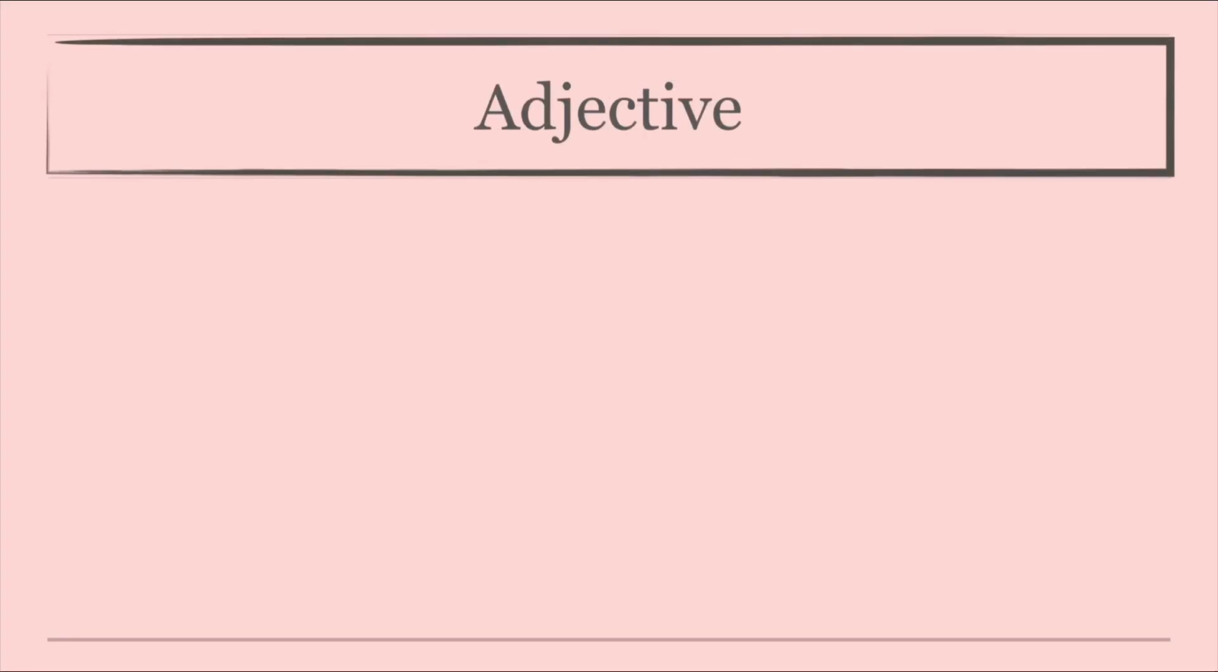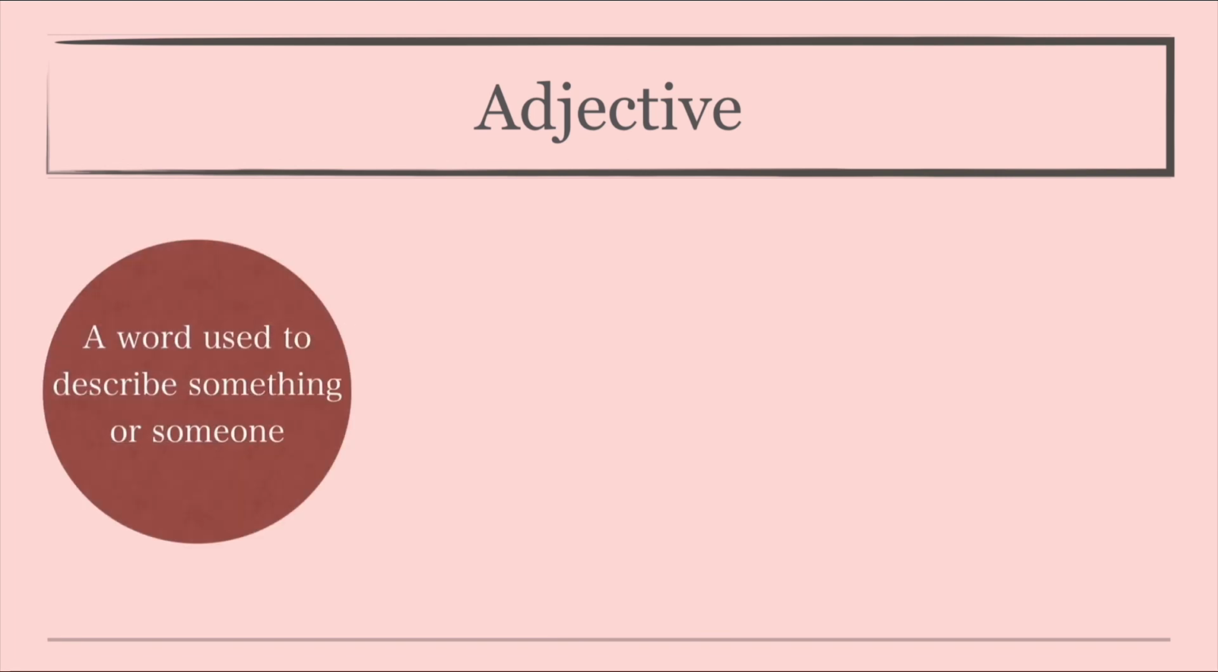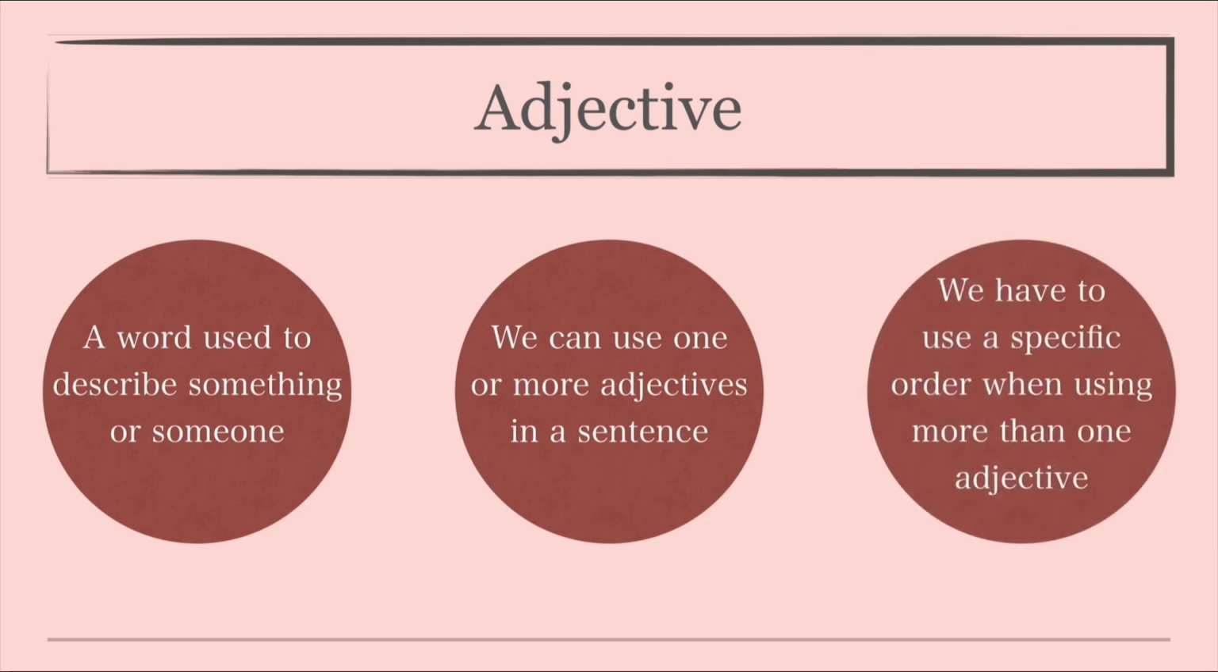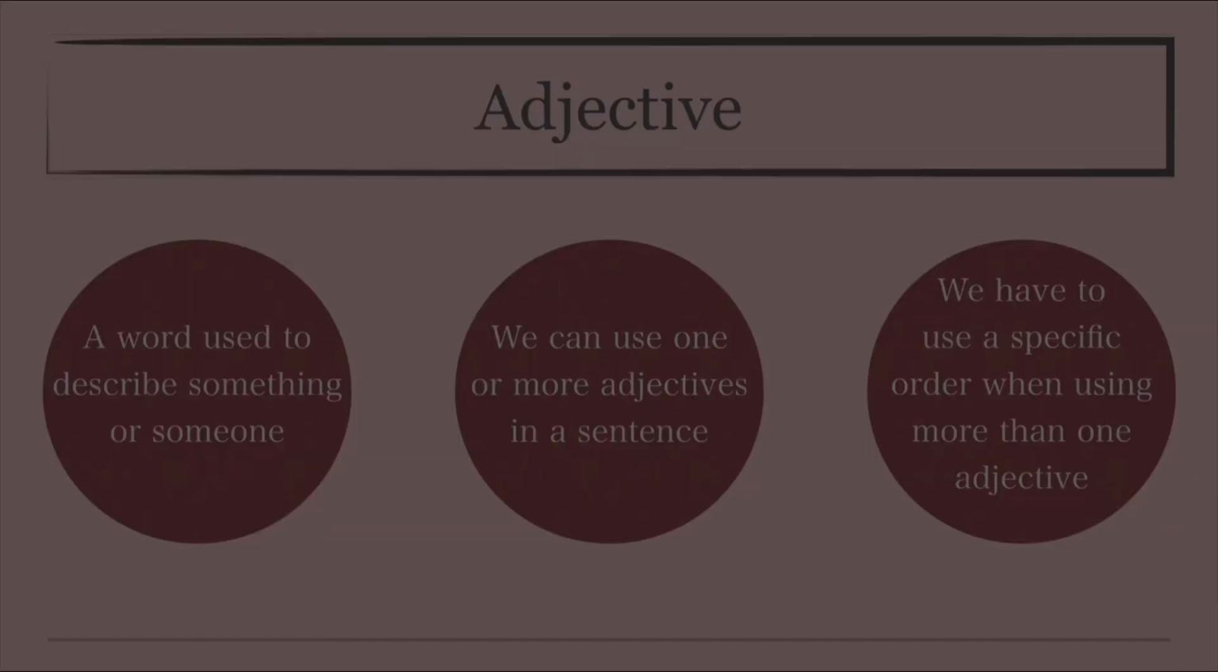Now first, let's define an adjective. An adjective is a word used to describe something or someone, and we can use one or more adjectives in a sentence, and we have to use a specific order when using more than one adjective in a sentence.